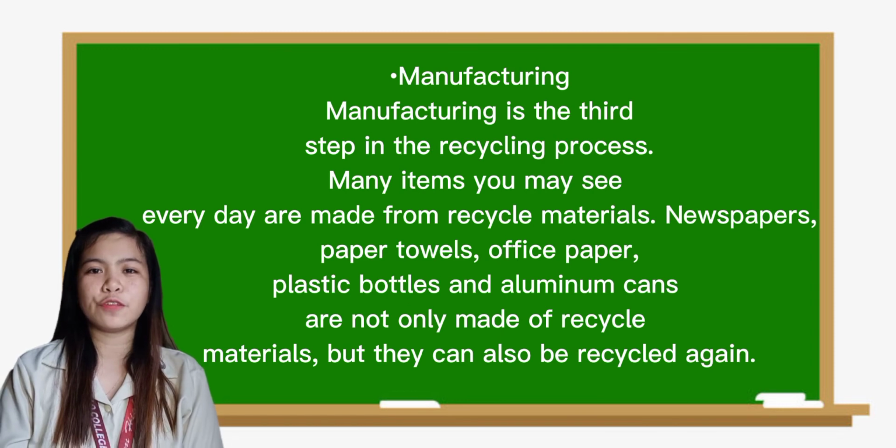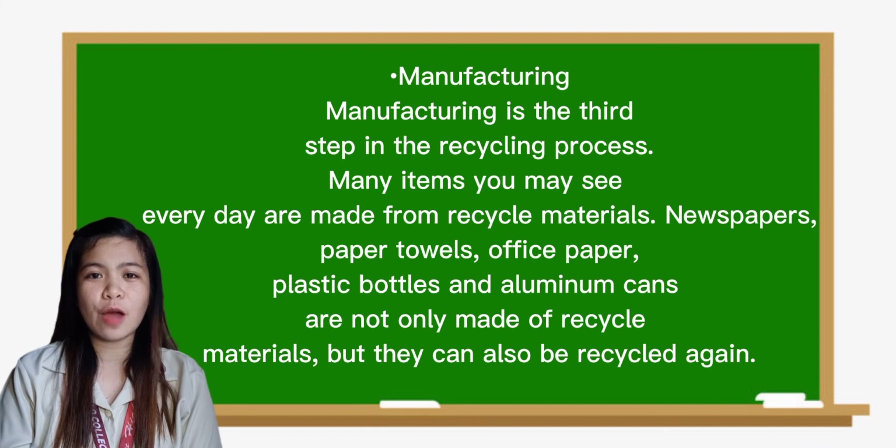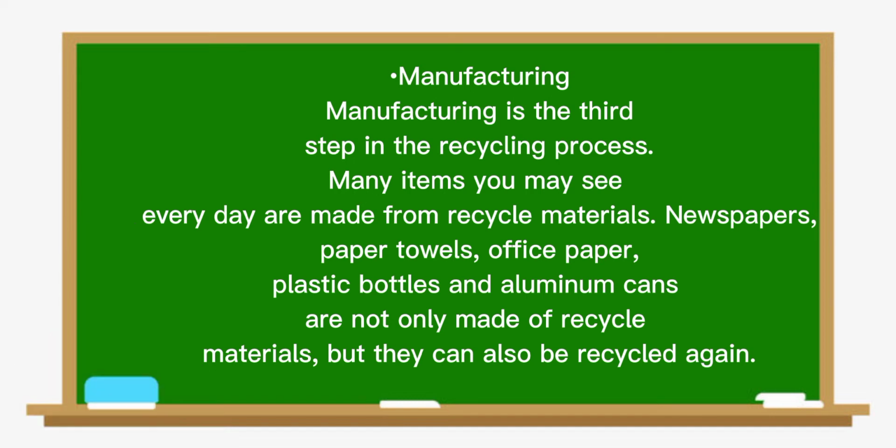So, third is manufacturing. Manufacturing is the third step in the recycling process. Many items you may see every day are made from recycled materials. Newspapers, paper towels, office paper, plastic bottles, and aluminum cans are not only made of recycled materials, but they can also be recycled again.